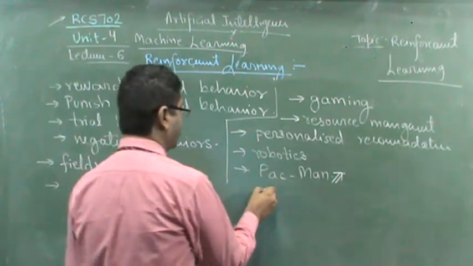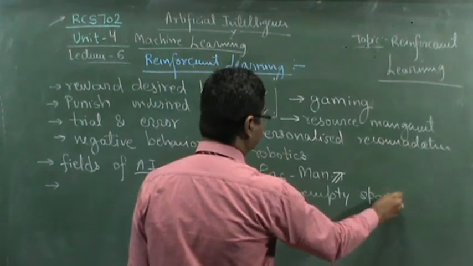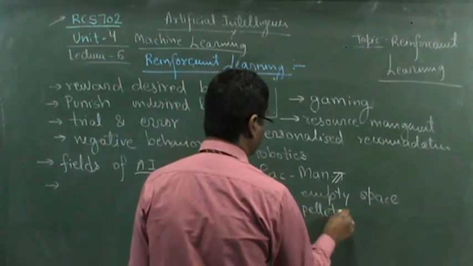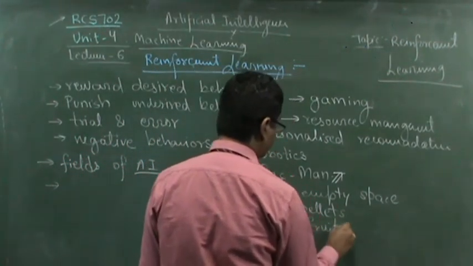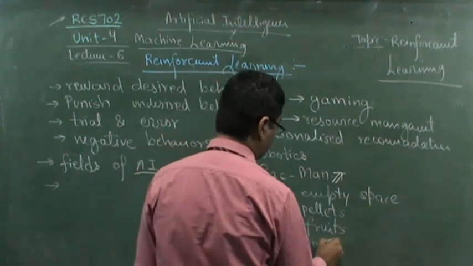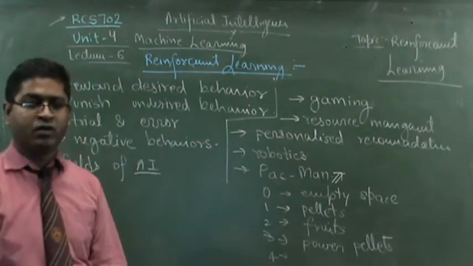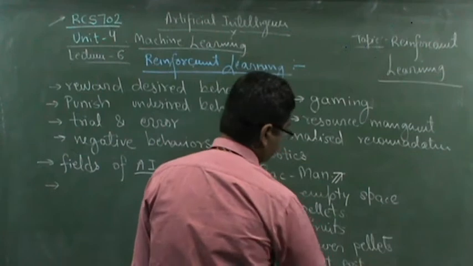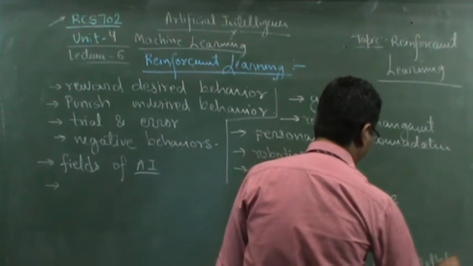Here they have particular rewards: 0 for empty space, 1 for pellets, 2 for fruit, 3 for power pellets, 4 for ghost, and 1 for pellets.